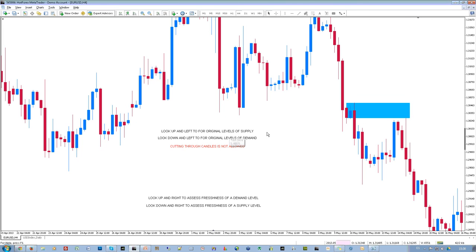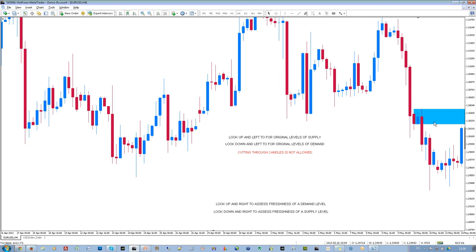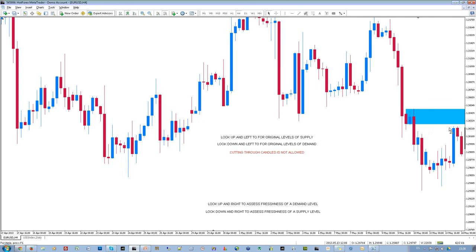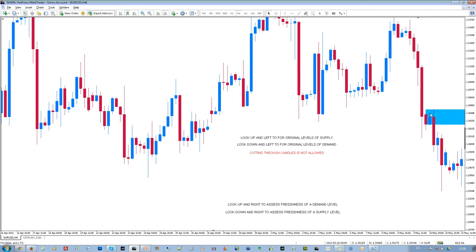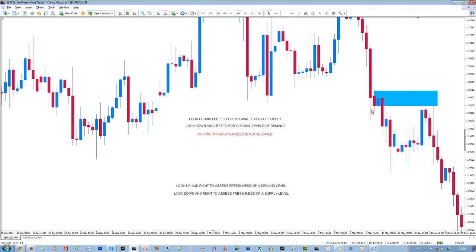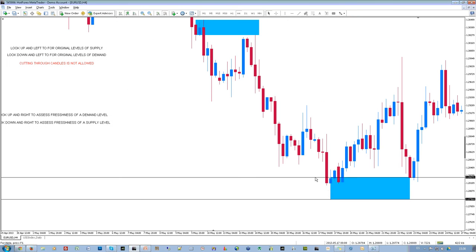So we look up and left for original levels of supply. Up and left, we stop, and this level is original because it is not a reaction to a previous level. So at this moment here, this level was original and fresh. Now it is original and non-fresh, but it is still original because it is not a reaction to a previous level. You understand? So this is original and fresh. For demand, we have to look down and left in order to assess how original a level of demand is.